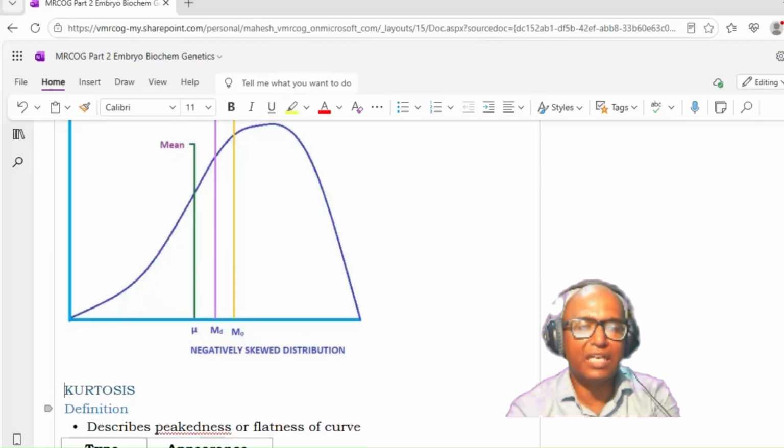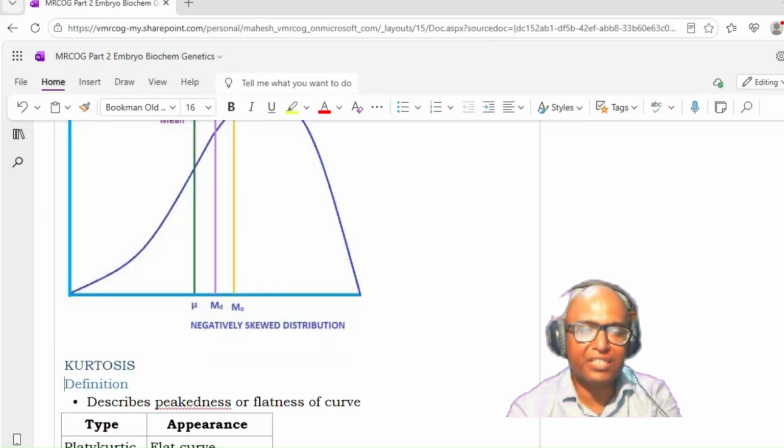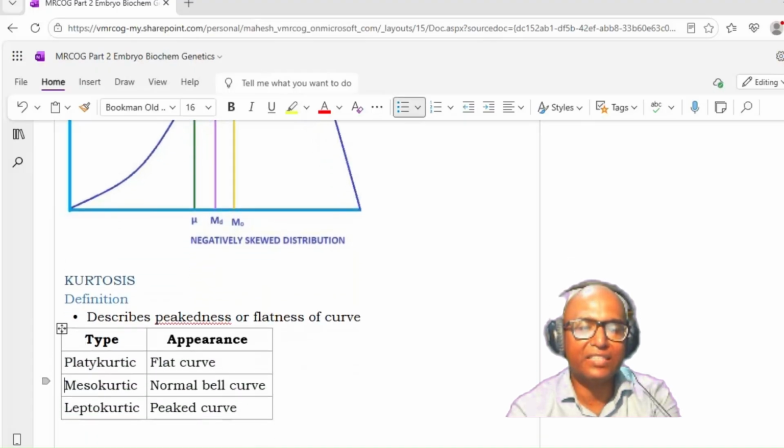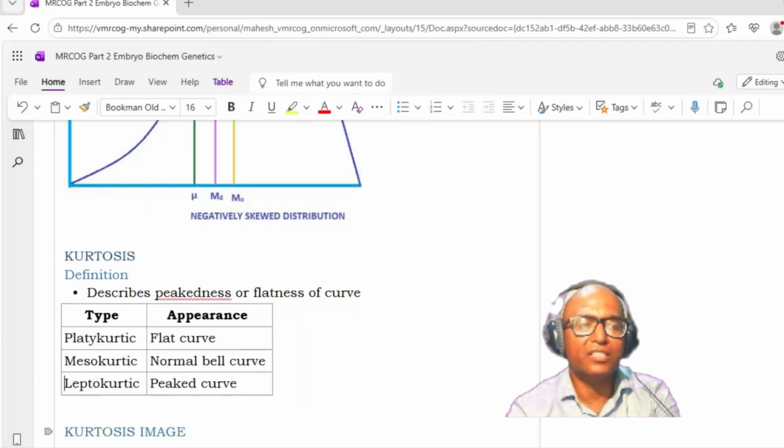Now regarding this shape, you should know something called kurtosis. Kurtosis describes the peakedness or the flatness of the curve. How peaked the curve is or how flat the curve is, that is called kurtosis. There are three types of kurtosis. You may have platykurtic, which means the curve is flat. You may have mesokurtic, which means a normal bell curve. You may have leptokurtic, which is a peaked curve, like this. That is the leptokurtic.